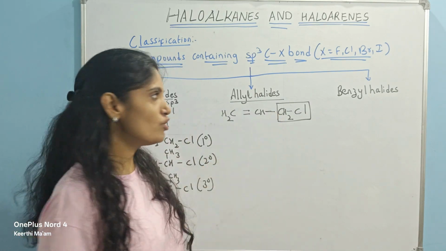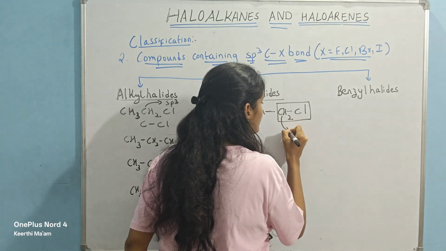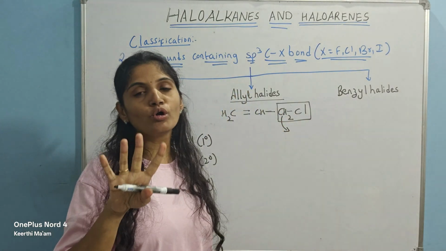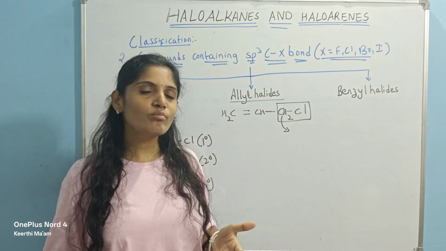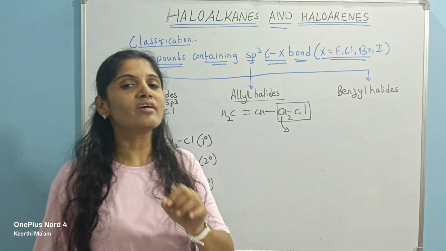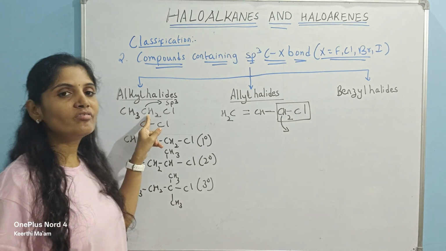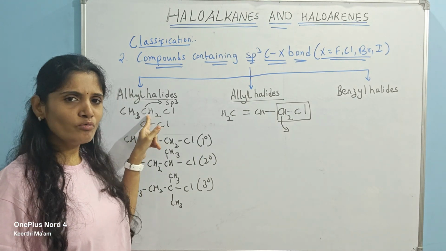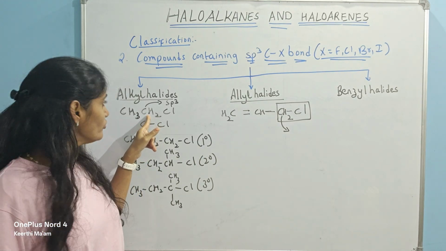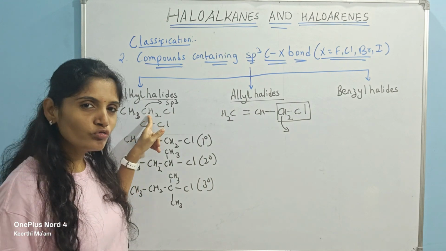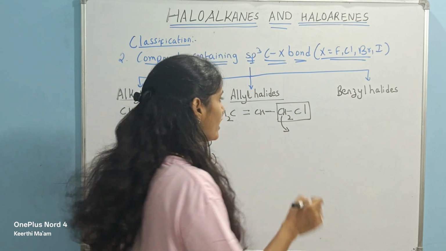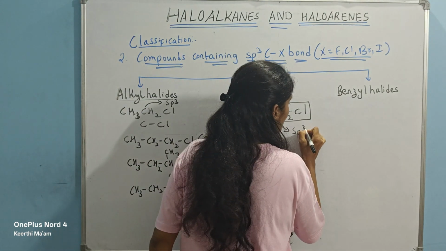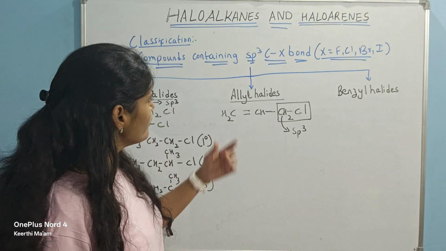I need to check the hybridization of this carbon. This carbon holds 4 sigma bonds, so the steric number is 4. Whenever the steric number is 4, the hybridization is sp3. Here also this carbon is attached to 4, so it has 4 sigma bonds, steric number 4, and hybridization sp3. Here also the steric number is 4, so the hybridization of this carbon will be sp3. Okay, this is one way.